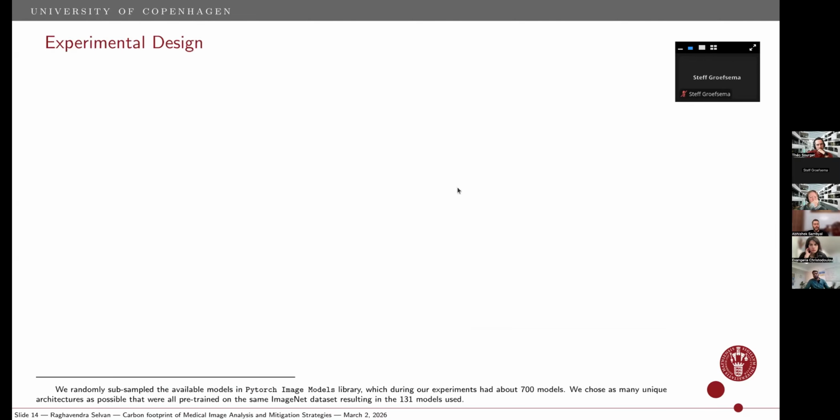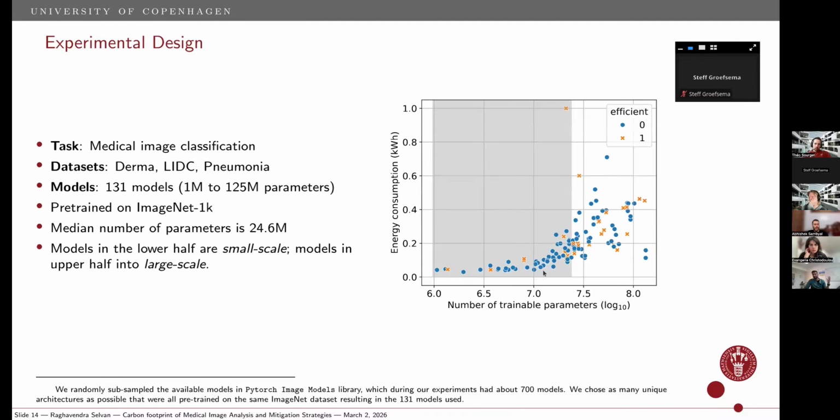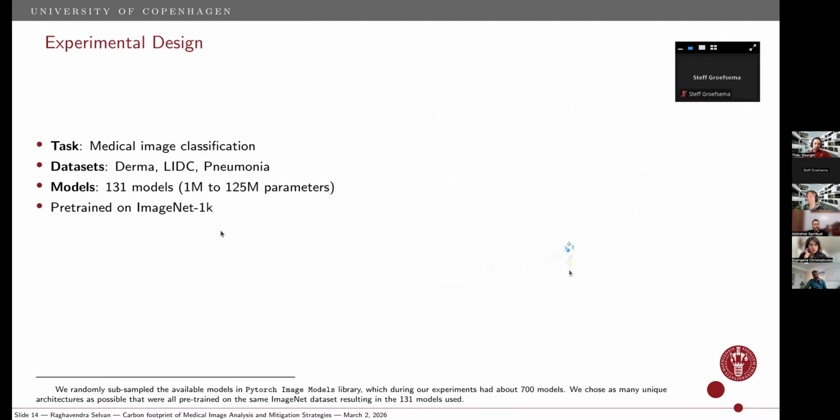Now, of course, we used this and studied if this offered any interesting trade-offs. I think in the paper, it's mainly medical image classification on 3 different tasks. We explored from the PyTorch Image Models library about 131 pre-trained models. We wanted to see across a spectrum of 1 million to 125 million parameters. Each of these models was pre-trained on ImageNet 1K and then fine-tuned for the specific task. This is the whole space you have, and it's between 1 million and 120 million parameters.